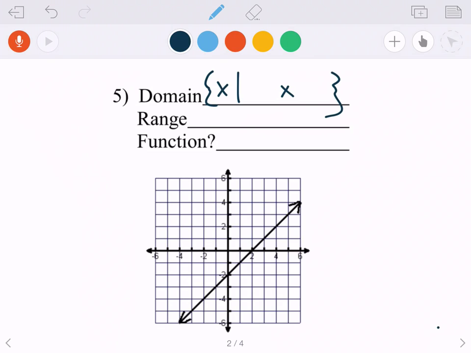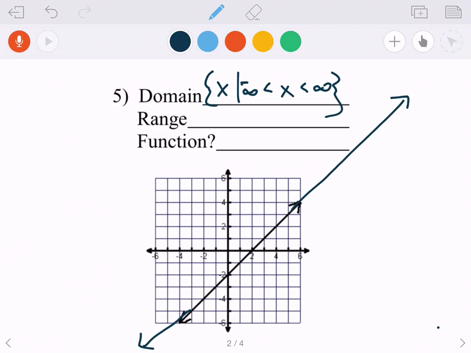So this graph is just going to continue, just like the other one. It's going to continue on and on forever. So every single x value is represented in this graph because it's just going to spread out forever and ever. So we're going to have our infinities here. So x is greater than negative infinity, but x is less than positive infinity. And that's how we represent all real numbers.